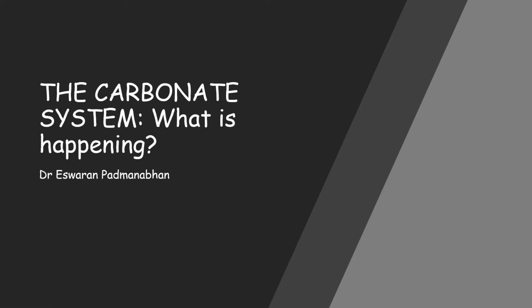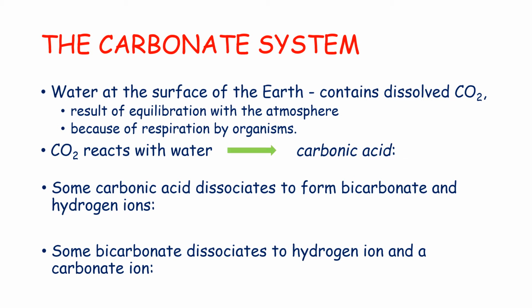We would like to know what is happening in the carbonate system. Now, water at the surface of the earth inevitably contains dissolved carbon dioxide. Let's highlight that part of it, dissolved carbon dioxide. Now, this dissolved carbon dioxide could have occurred either as a result of equilibration with the atmosphere or because of respiration of organisms.